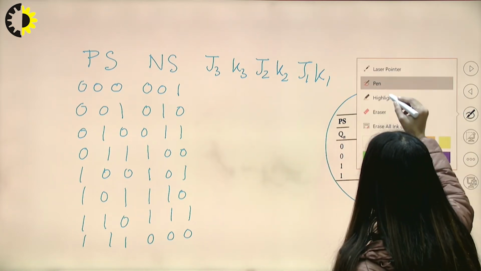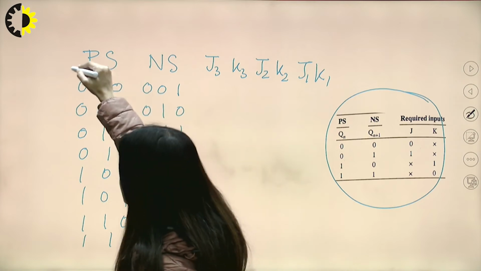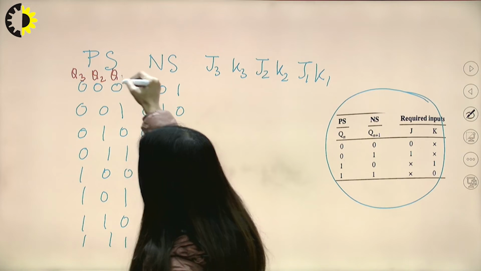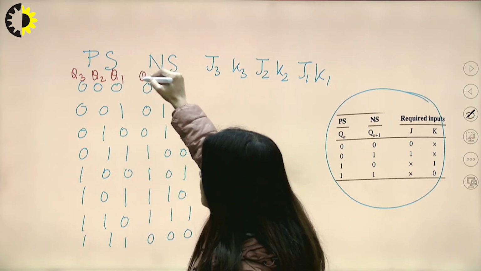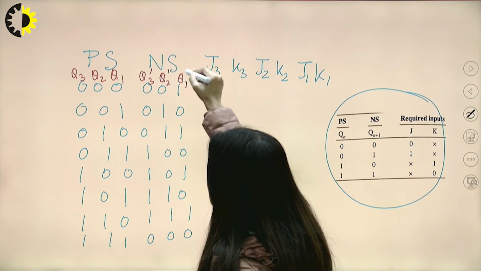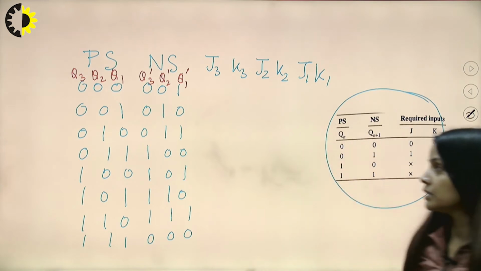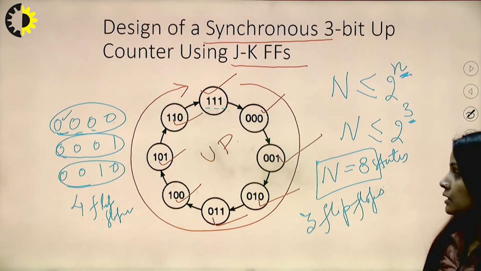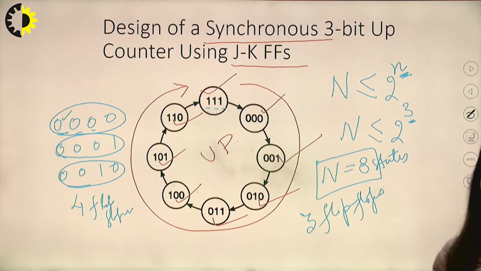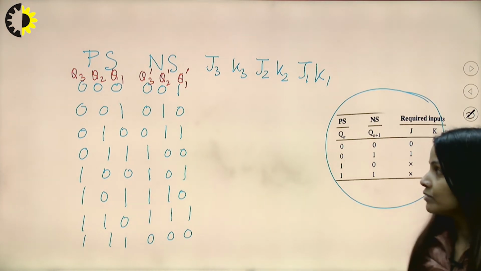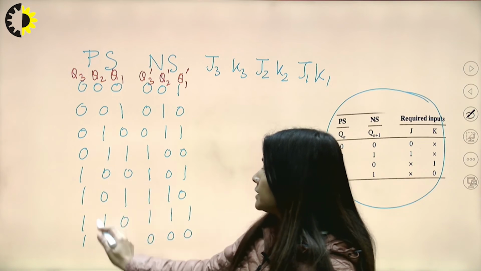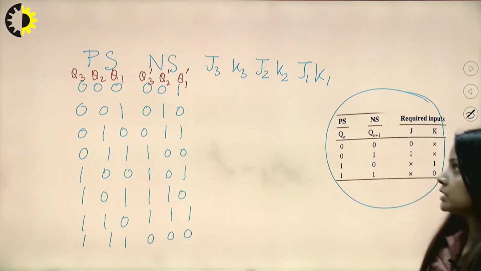I will write it as Q3, Q2, Q1 for present state, and Q3 dash, Q2 dash, Q1 dash for next state. I think this part is clear, because at the last we are switching from 111 to 000. So all the states have been covered, all the 8 states, 1 2 3 4 5 6 7 8, right? 8 switchings, 8 states.